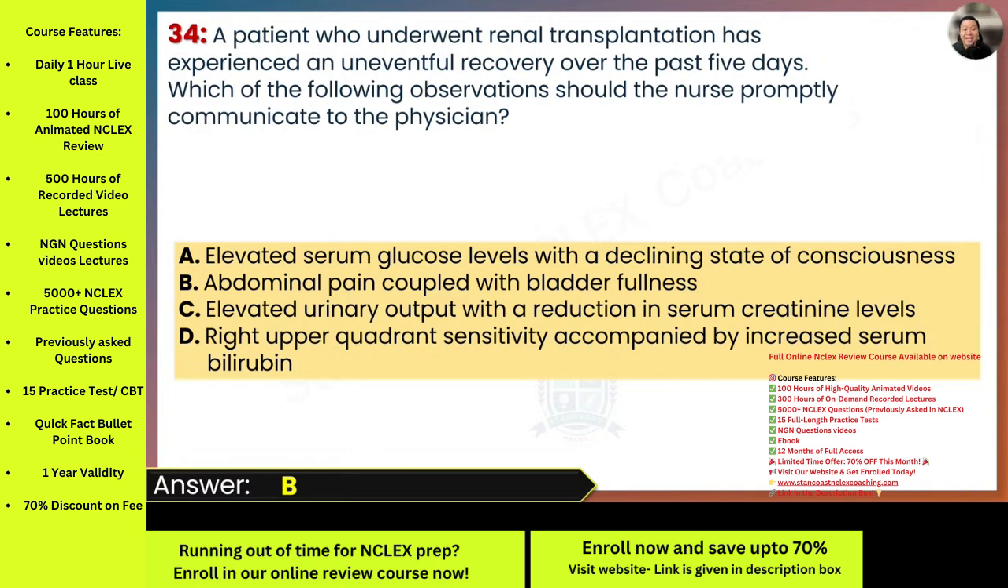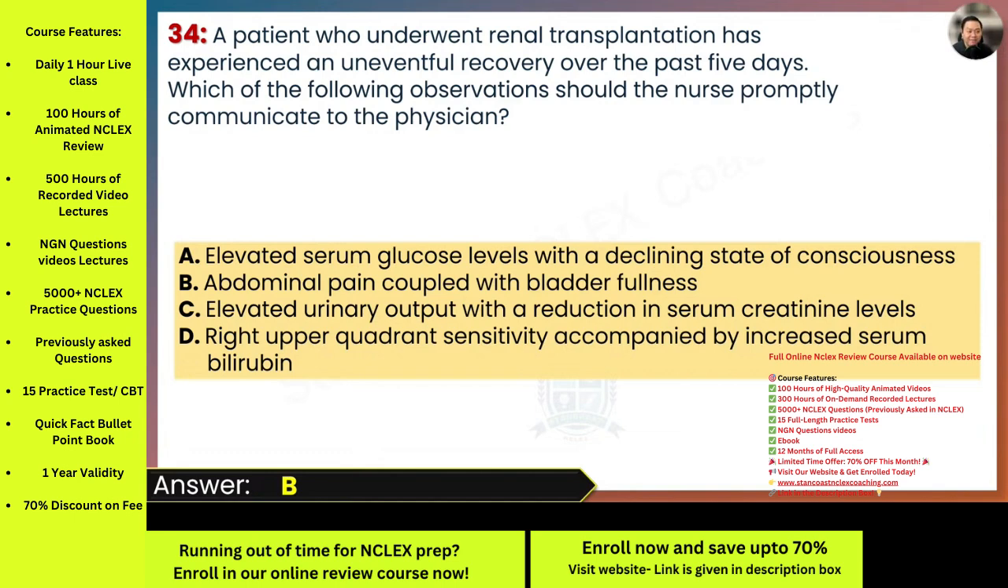And the declining consciousness could be linked to hypoglycemia or could be infection or even toxicity from medications, which would require immediate assessment. But this combination of symptoms does not suggest a direct threat to the transplant graft. And so this is not as urgent compared to a possible obstruction.